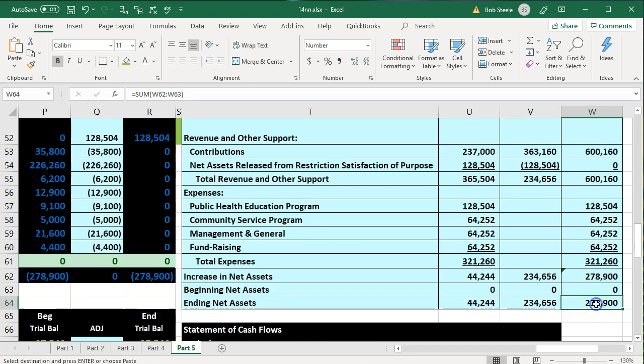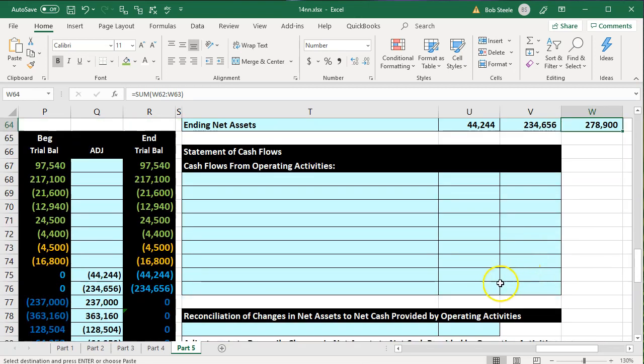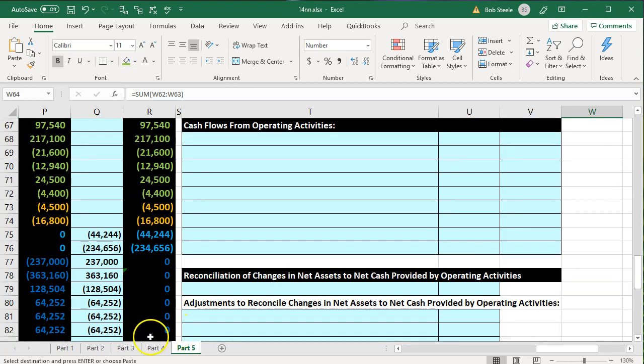Now, the next thing we're going to do is going to be the statement of cash flows, and we'll look at the statement of cash flows using kind of like the direct method and then reconciling with the indirect method as well.